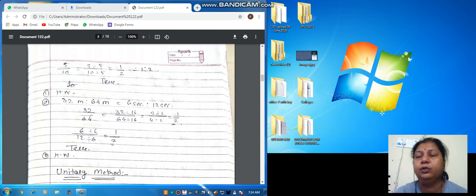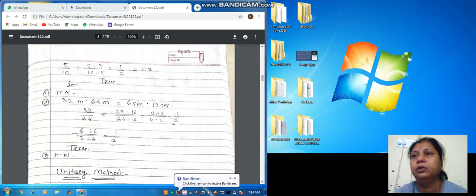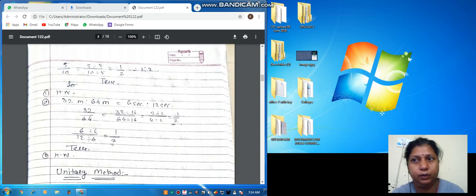32 meters, 64 meters equal to 6 seconds as to 12 seconds. Okay, so 32 upon 64. 32 and 64 are in the table of 16. So 16 2s are 32 and 16 4s are 64. Also 2 upon 4 can be divisible by 2. So it is 2 1s are 2, 2 2s are 4. Then next 6 seconds, 12 seconds. So 6 upon 12 can be divisible by 6. 6 1s are 6, 6 2s are 12. Okay. So it is true because both ratios are the same.